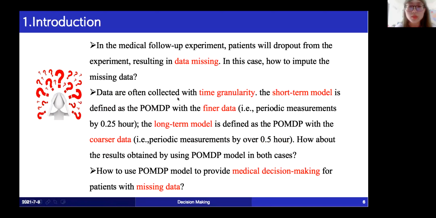The first one is how to improve the missing data, and the second one is that data is often collected with different time granularity, such as a quarter of an hour or half an hour. Whether the result is different or the same by using the POMDP model in both cases. The last one is how to use the POMDP model to provide medical decision making for patients with missing data.